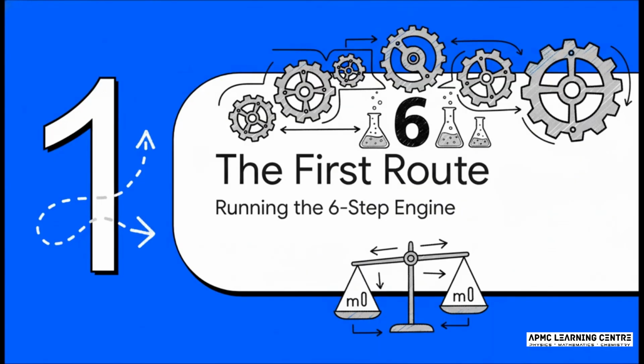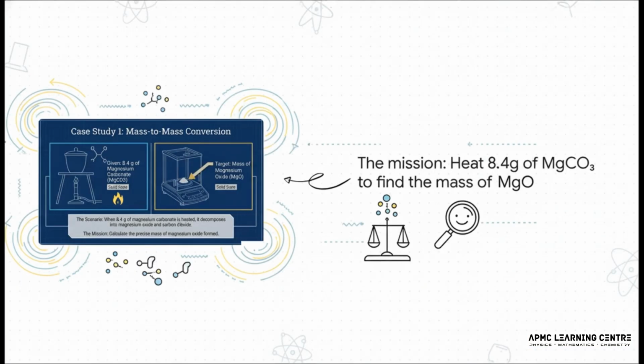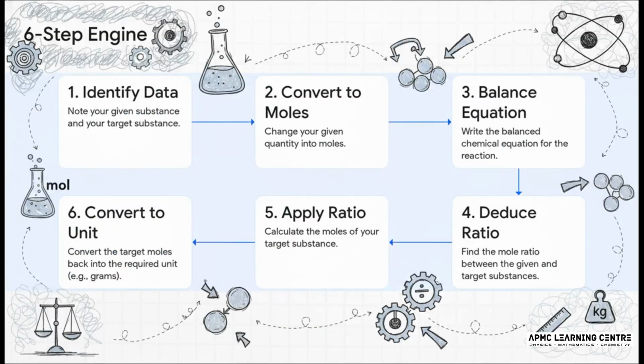All right, units are sorted. Let's take our first route on this map. We're going to fire up what I call the 6-step engine. It's this super reliable process that can solve pretty much any stoichiometry problem you can imagine. So here's our first challenge, a classic mass-to-mass conversion. The problem is this. We're heating 8.4 grams of magnesium carbonate, and our mission, should we choose to accept it, is to figure out the exact mass of magnesium oxide that gets produced. Simple enough, right?